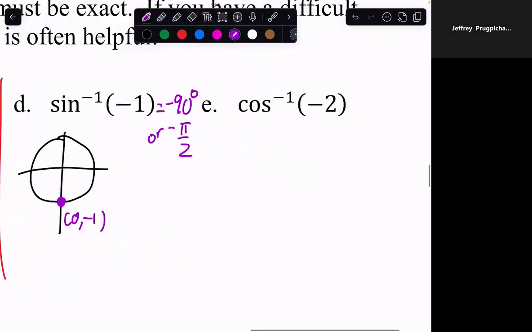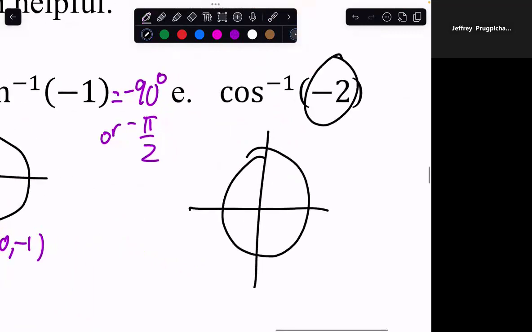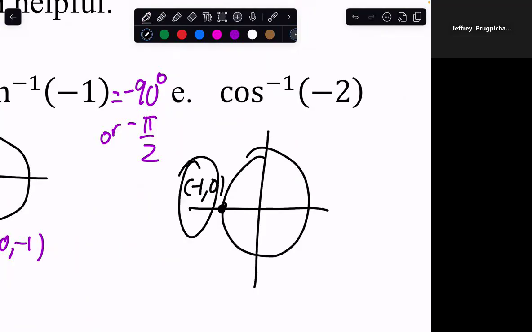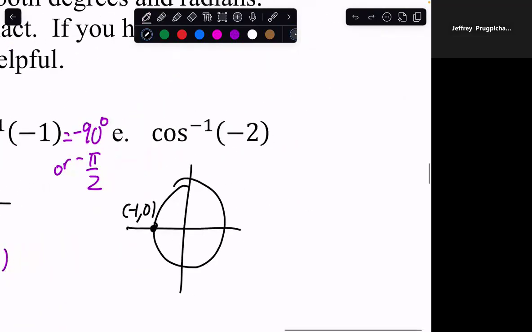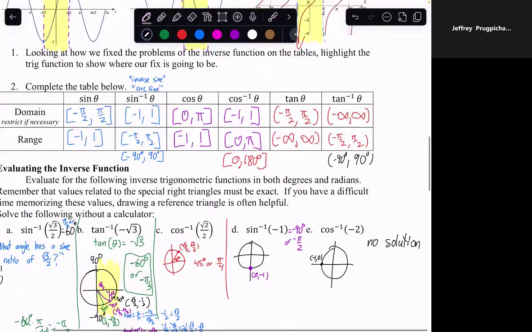And then lastly, inverse cosine of -2. Here I'm asking, where is the x-coordinate equal to -2? Well, nowhere, right? The circle never gets to -2. The furthest it can go is -1. So this is impossible. And if you look back at the inverse cosine, the domain is -1 to 1. You can't use -2.